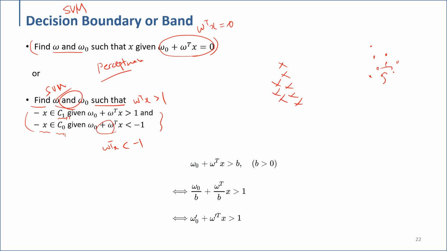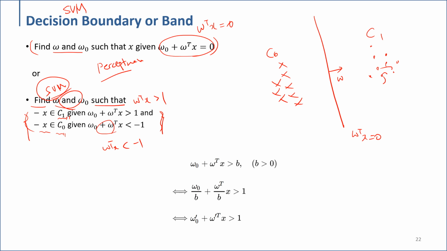So here, let's say this one is class 1 and this one is class 0. The idea of the perceptron is finding a decision boundary that satisfies omega transpose x is equal to 0. Let's say this is the direction of omega. In the case of SVM, the idea is finding omega that satisfies this condition.